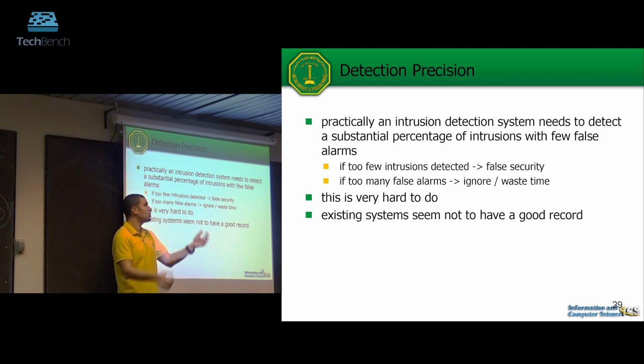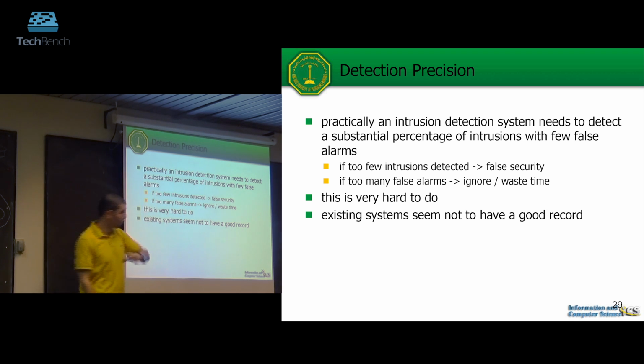So this is called the precision, and this is called the recall, which is the coverage: how many of the true intrusions the system is able to detect. This is called the recall rate. The goal of a good intrusion detection system is to have a good trade-off. Precision should be high, and the recall should also be high. This is very hard to do. Existing systems seem not to have a good trade-off.